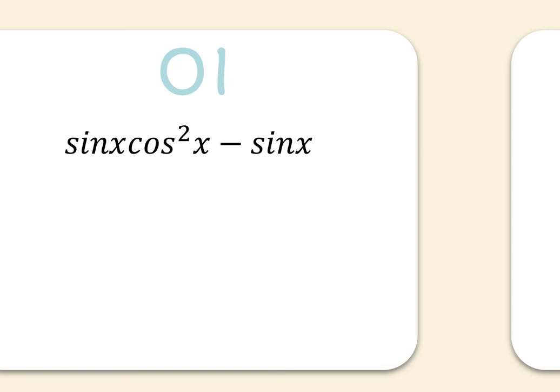What's on both of those terms? Sine. So could I factor out a sine x? If I were to factor it out, so I would divide this by sine and I would divide this by sine, I end up with cosine squared x minus 1.